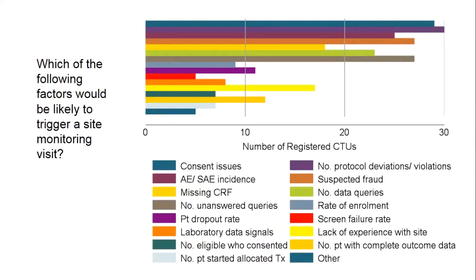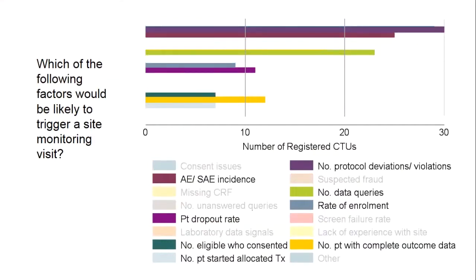Now, here is that slide from before. So let's look at those factors that specifically relate to the performance metrics suggested in the paper. So, of the 6 factors that were scored by more than 20 clinical trials units in our survey to be likely to trigger a site monitoring visit, 3 relate to the suggested performance metrics in the Delphi survey. We've got protocol deviations, adverse events or serious adverse events incidents, and the number of data queries. Suspected fraud, consent issues, and a number of unanswered queries were not included in the suggested metrics.